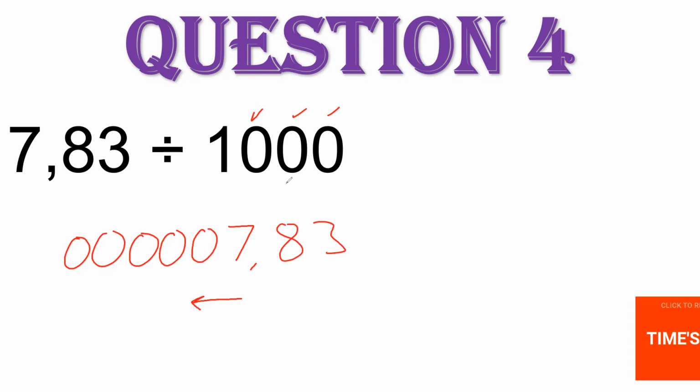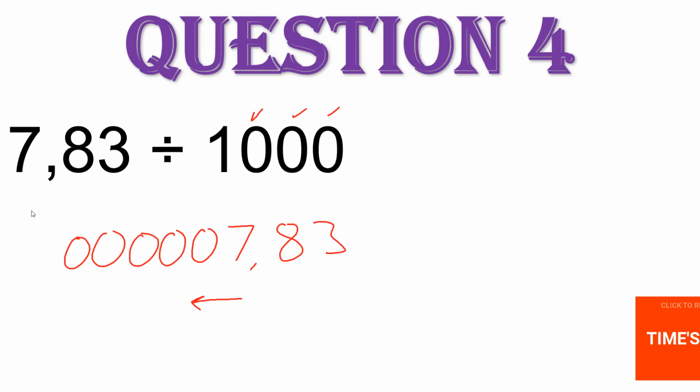So you have 1,000. If you have 10,000, of course, 4 times. 100,000, 5 times, 1,000,000, 6 times. If you multiply, the comma goes to the right. If you divide, it goes to the left. I hope it's fine. All right, let's continue.